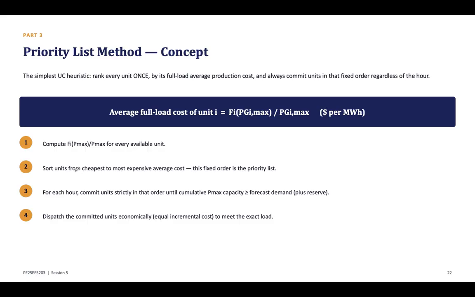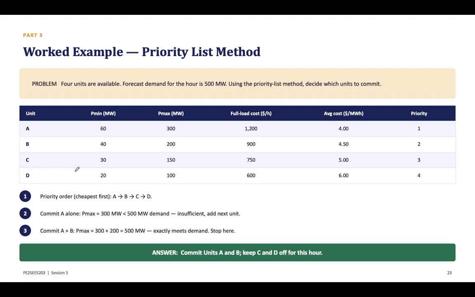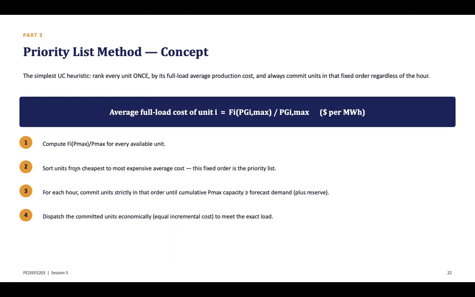Now we shall look into the priority list method concept. Okay, we are taking one by one. The priority list method is the simplest structured heuristic for unit commitment. Each generator is assigned an average full load production cost, obtained by dividing its full load operating cost by its maximum output. Units are then sorted from the lowest average cost to the highest.